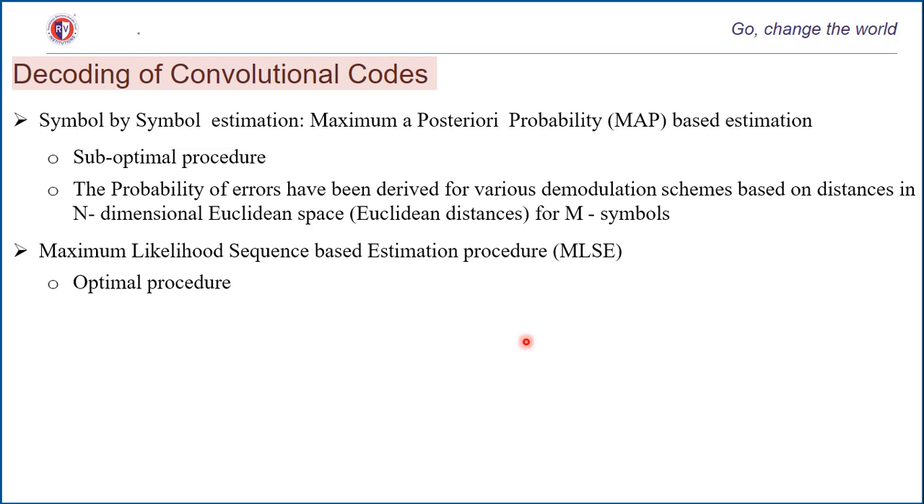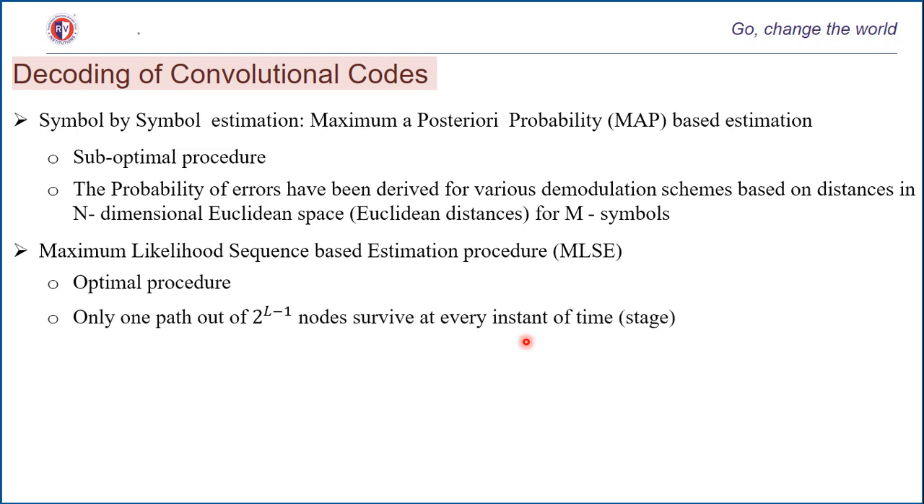The decision rule, which requires the computation of 2^k metrics, is optimum in the sense that it results in minimum probability of error for the binary symmetric channel with probability p less than half, and of course the additive white Gaussian noise channel. However, unlike block codes, we have fixed length n for a convolution encoder, which is basically a finite state machine.